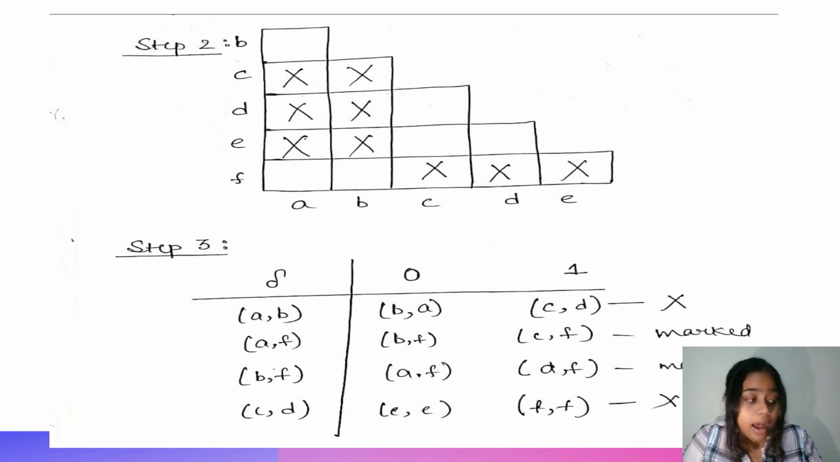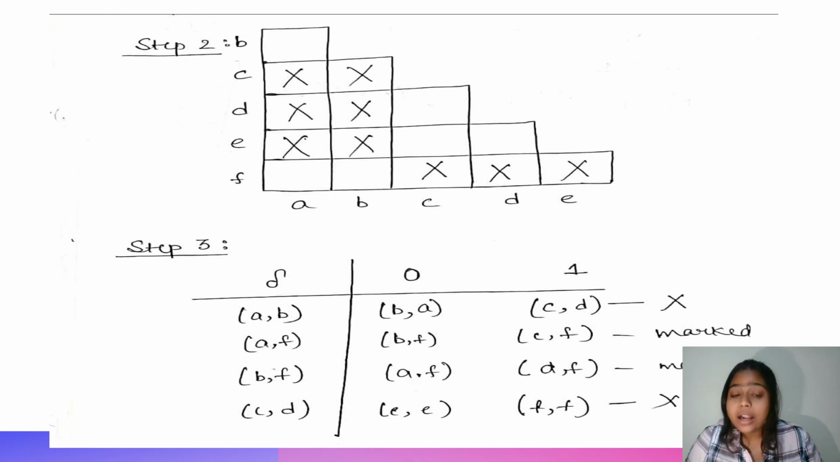If the pair RS is marked in the table, then the pair will be marked. So we need to repeat step 3 until no more states can be marked. That is, if in the given condition C, D and E are the final states, so we will mark all the pairs consisting of C, D and E.